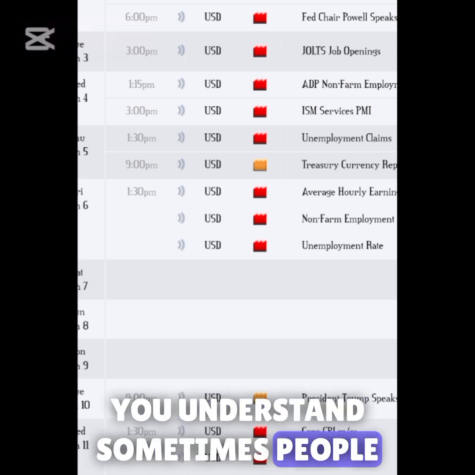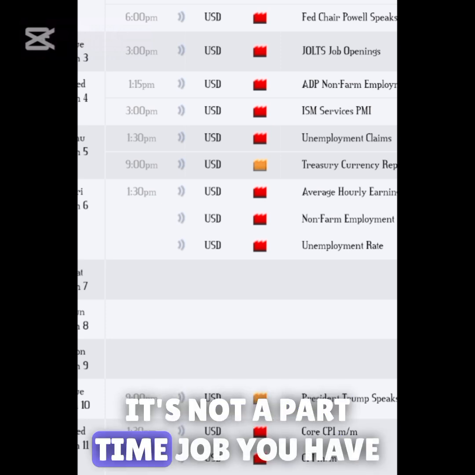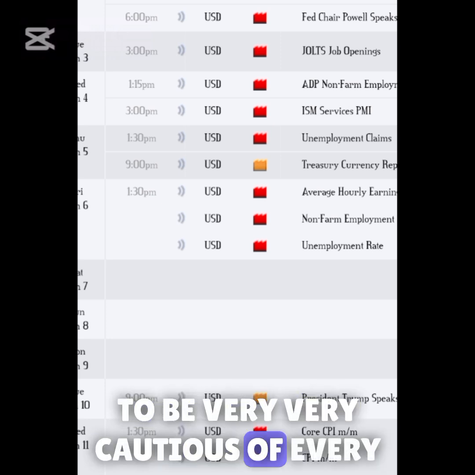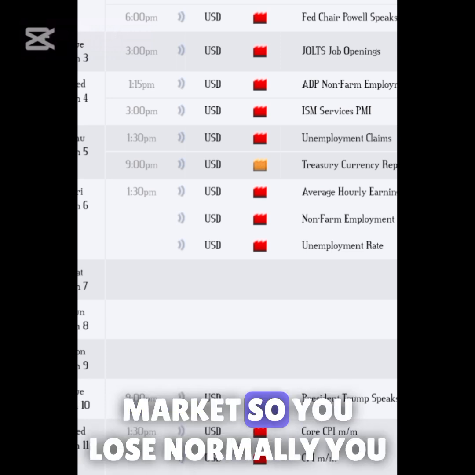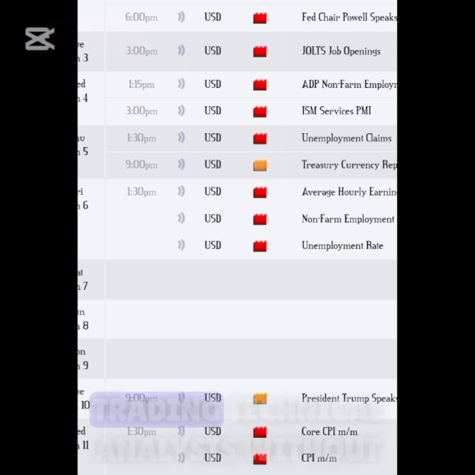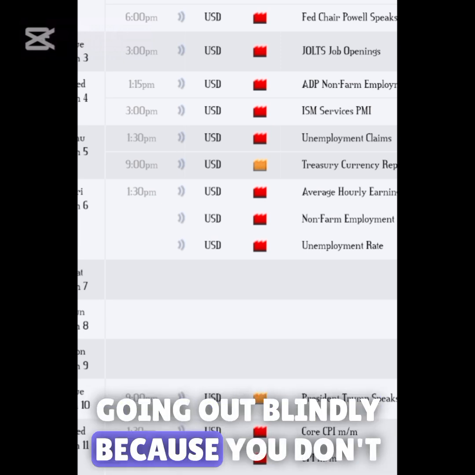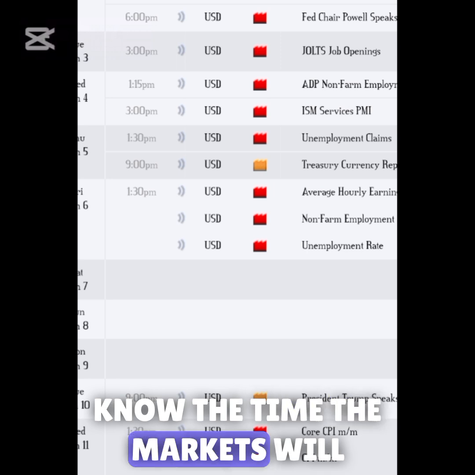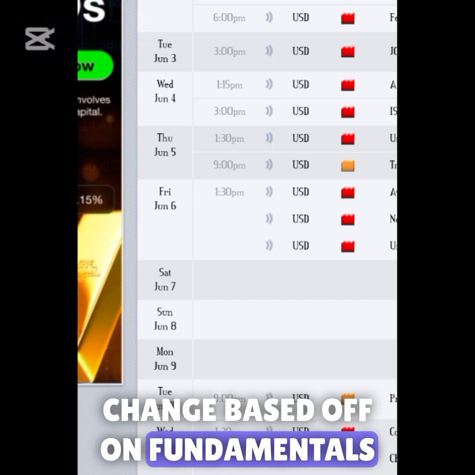You understand? Sometimes people rush into trading and forget that this is a full-time job. It's not a part-time job. You have to be very cautious of every money you are putting in the market. Normally you will lose, but you will lose less. You understand? So trading technical analysis without fundamental analysis is just going out blindly, because you don't know the time the market will change based on fundamentals.